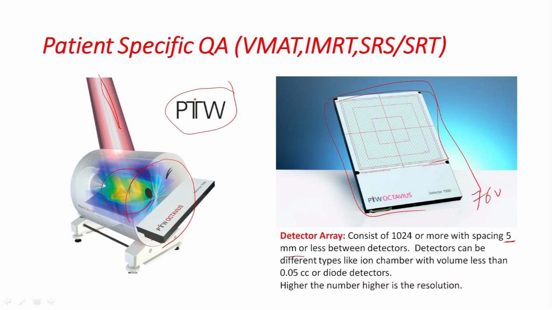And detectors can be of different types, like ion chambers with volume less than 0.05 cc, or diode detectors. The higher the number of detectors, the higher the resolution. So as I said, a higher number of detectors means higher resolution, but higher is the cost of the device.